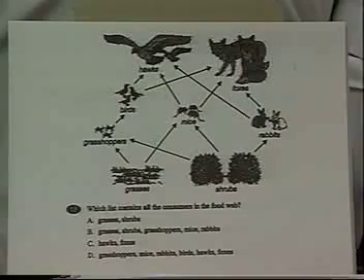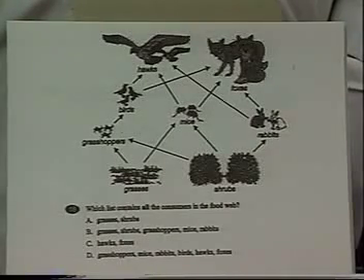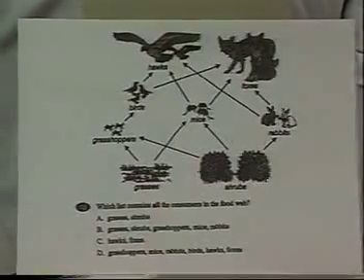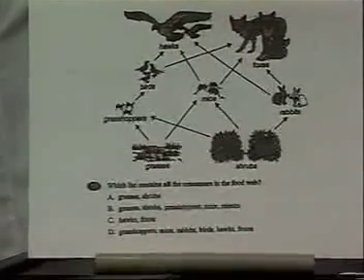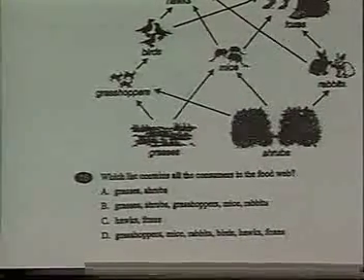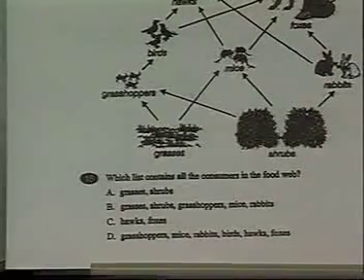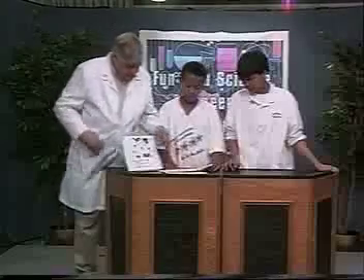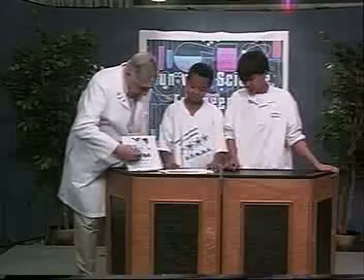A, grasses and shrubs. B, grasses, shrubs, grasshoppers, mice, rabbits. C, hawks and foxes. D, grasshoppers, mice, rabbits, birds, hawks, and foxes. D. What do you say, D? Because it has all of them. They all depend upon the grasses and the shrubs.